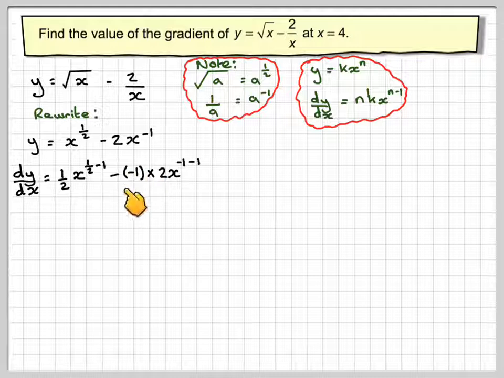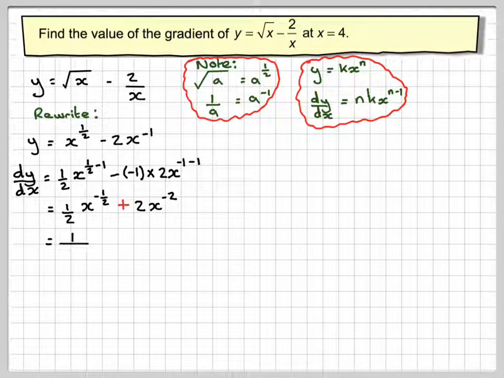We just need to be a little bit careful here. So we're going to have a half x to the minus a half. Minus minus gives a plus, and then we're going to have 2x to the minus 2. Now we're applying some of these rules in reverse. So we're going to have 1 over 2 root x, applying those rules in reverse, and then 2 over x squared.